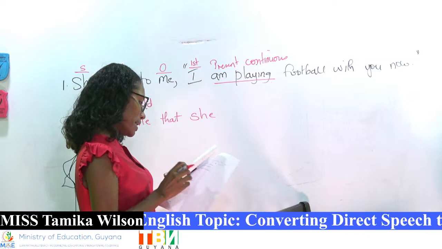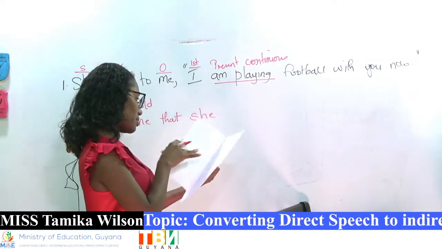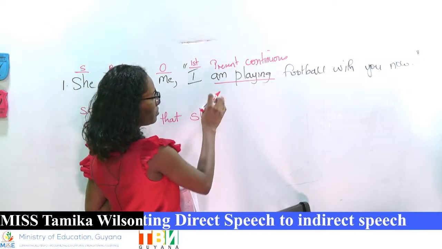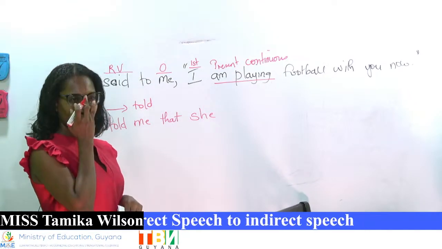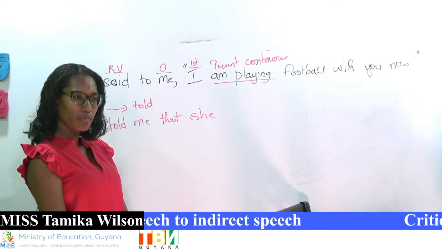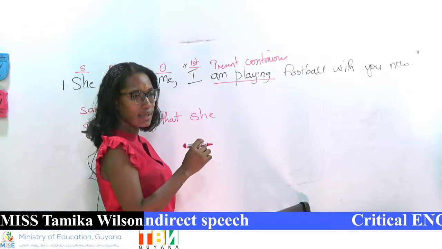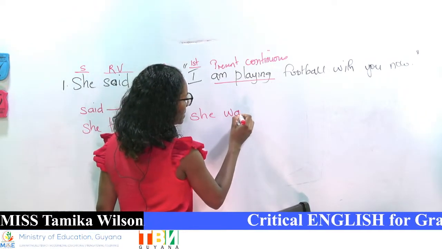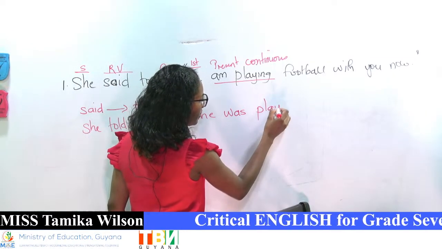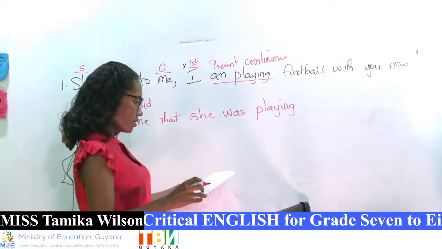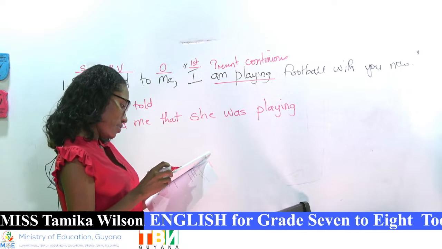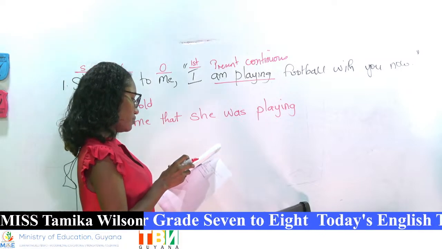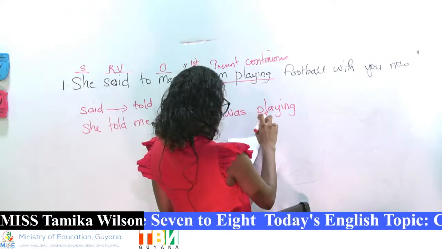And then we change the tense. So the present continuous tense goes to what? Past continuous. And how do we make this past continuous? By changing which part of the verb? "Am" goes to what? Was. She was playing. Anything else we need to do? So we have past continuous, yeah? Change the pronoun. She told me that she was playing.